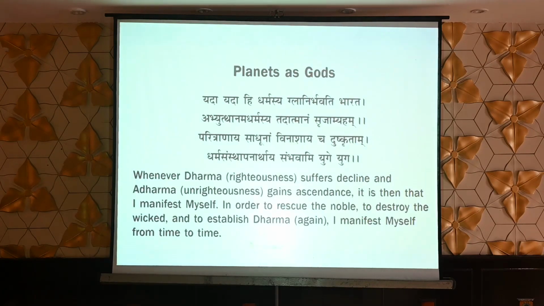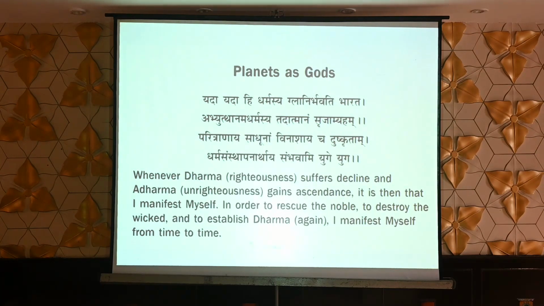And then, okay, this is a shloka from Gita, and you have heard it many times. You might wonder why I have put it here. This is from chapter 4, shlokas 7 and 8 of the Gita. It says, Yada yada hi dharmasya glanir bhavati bharata, abhyutthanam adharmasya tadatmanam srijamyaham, paritranaya sadhunam vinashaya cha dushkritam, dharma sansthapanarthaya sambhavami yuge yuge. And of course you understand the translation also.